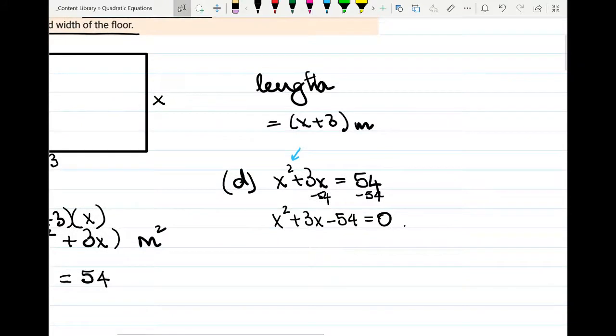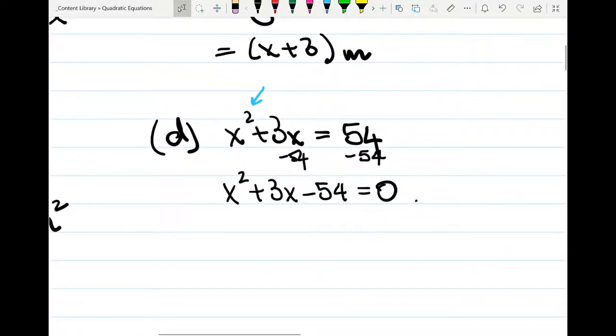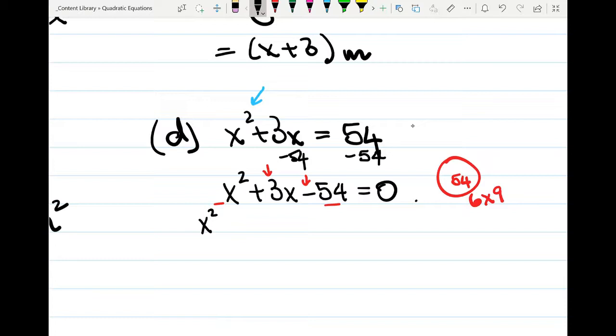The second step when you're solving a quadratic equation is to factorize. So this is a quadratic trinomial, and we're going to use the guide number, which is 54, to factorize. We need factors of 54 which subtract to make 3. And the factors that work are 6 and 9. So x squared stays as it is, but 3x is split into 6x and 9x, and minus 54 stays as it is.